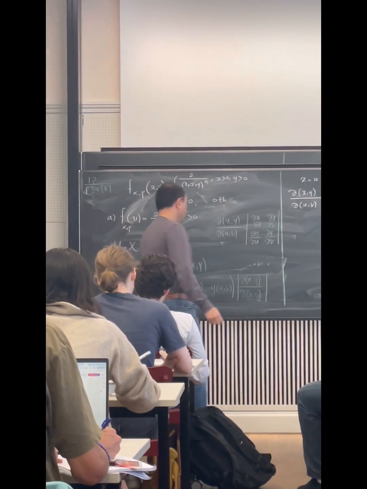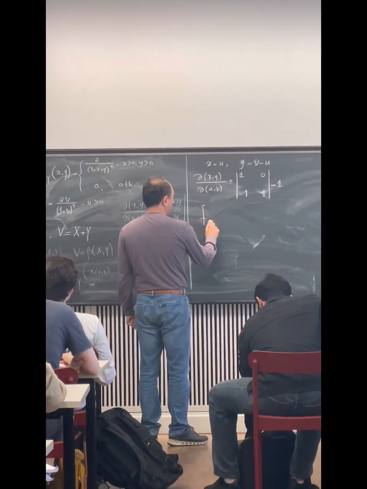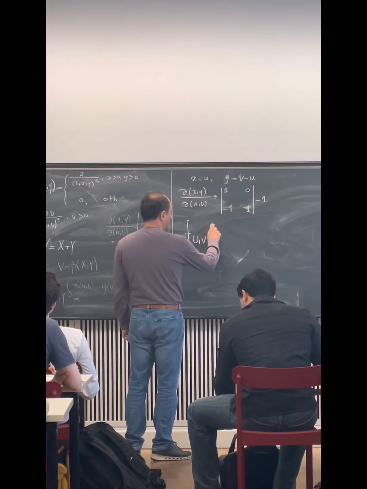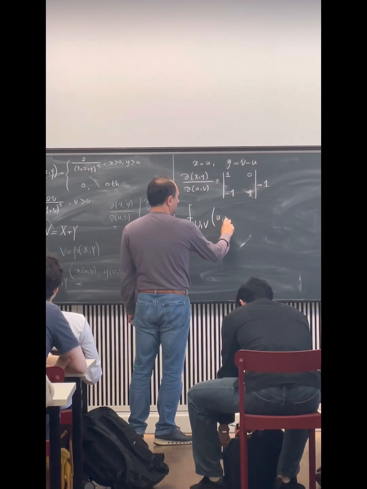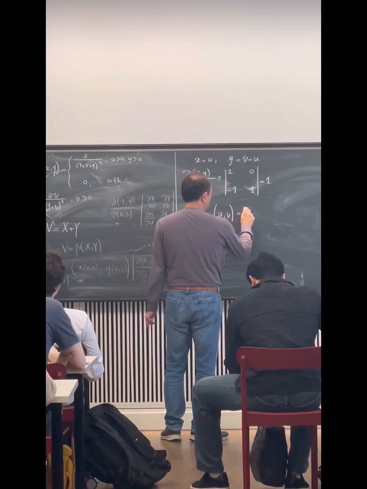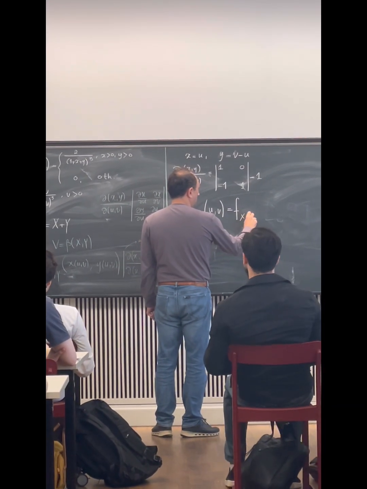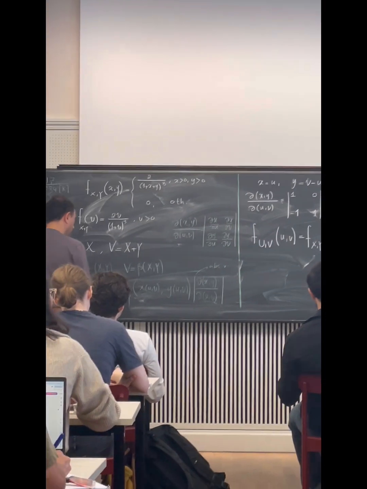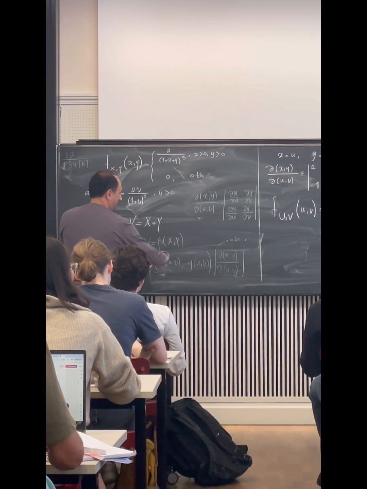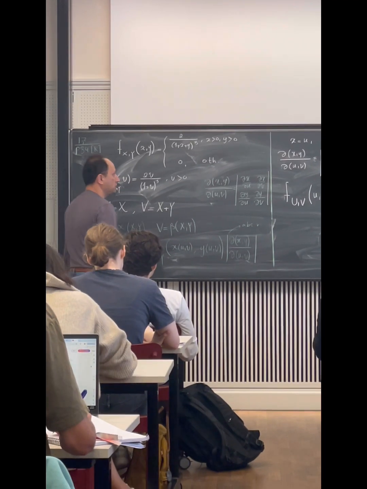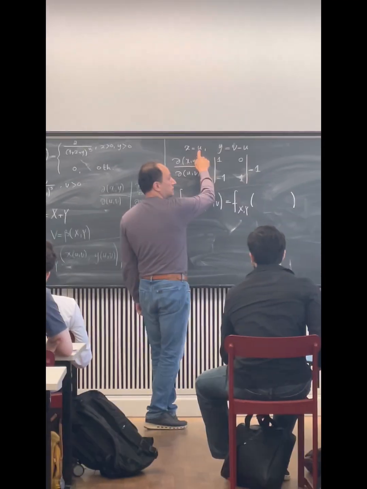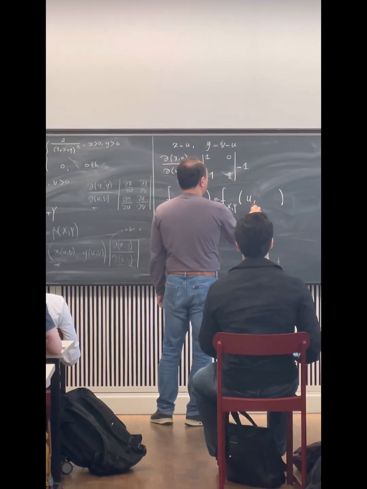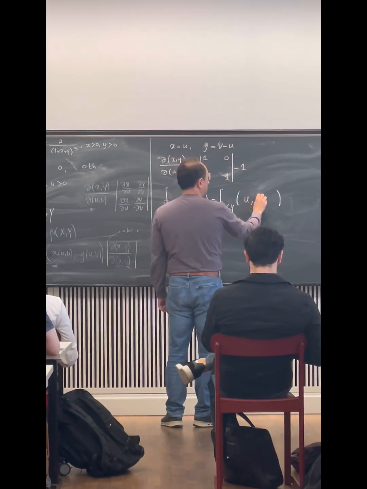So what I can do now, I can say that the joint density of the new variables u and v, according to this formula, is f of x and y. But I have to write x and y as functions of u and v, which I have already done. X as a function of u and v is simply u, and y as a function of u and v is v minus u.